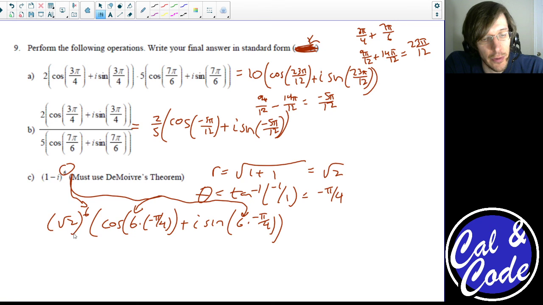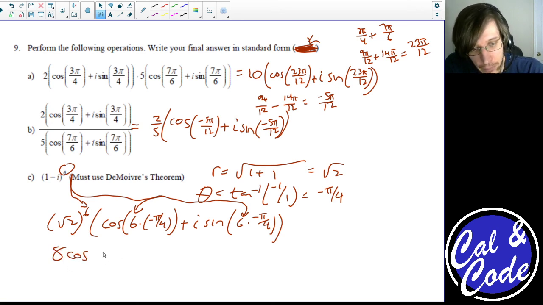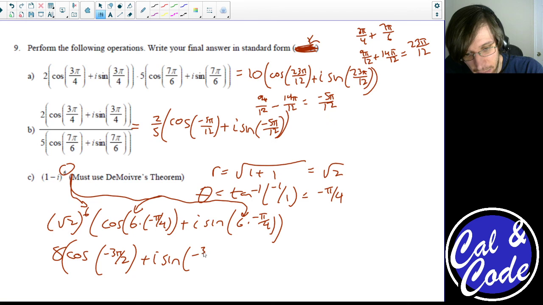Root 2 to the 6th power is 2 cubed. It's basically 6 divided by 2, so 2 cubed. So this is 8. So we end up with 8 cosine of negative 6 pi fourths, or negative 3 pi halves, plus i sine of negative 3 pi halves.